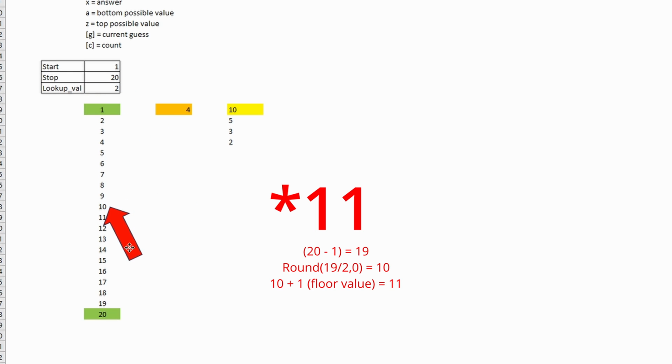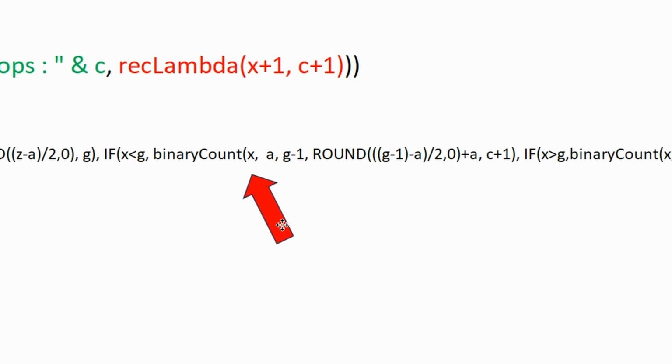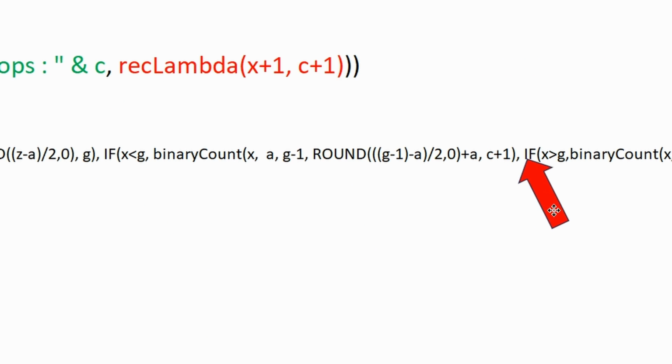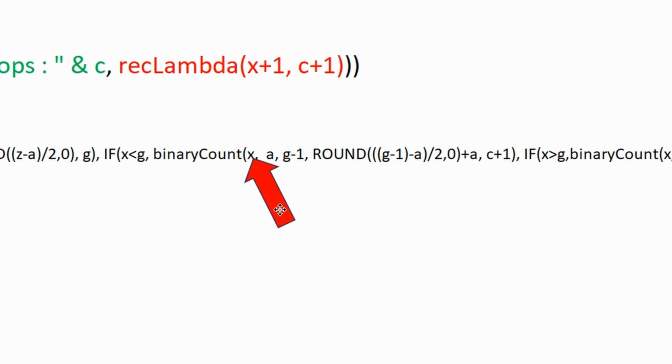guess would be 10. Then we move on to the logical test to see if the Lambda function can be concluded or not. Lookup value is less than the guess. If that's true, then we're going to call this binary count function again, but we're going to replace these 5 variables with 5 new variables. And then we're going to feed that back in, and it's just going to loop. So the first variable we leave the same because that's the lookup value that's not going to change. That's what we're trying to get to.